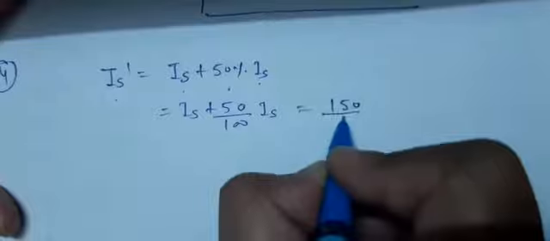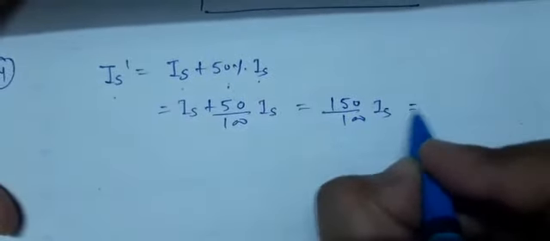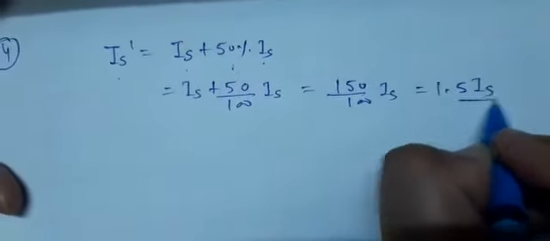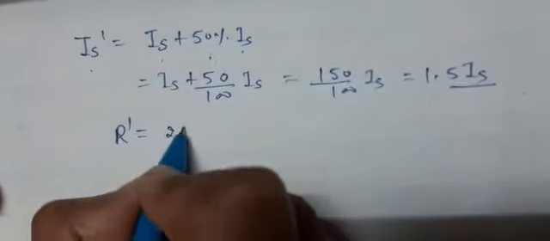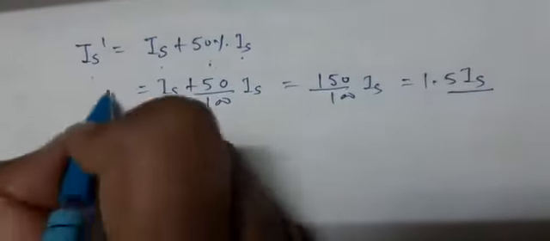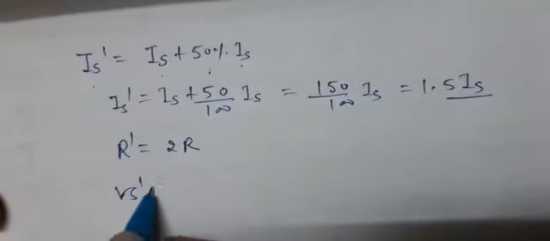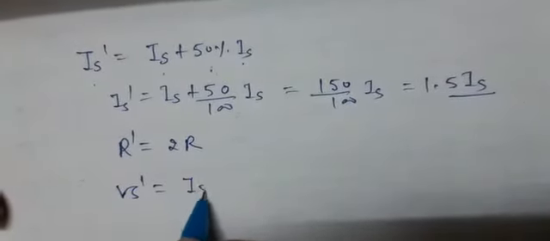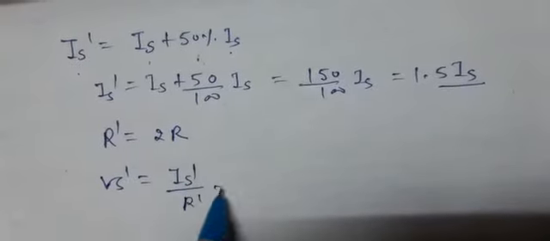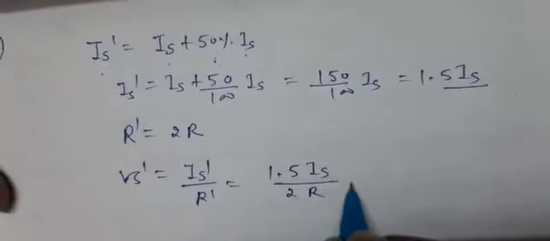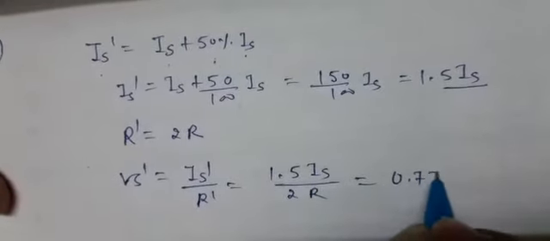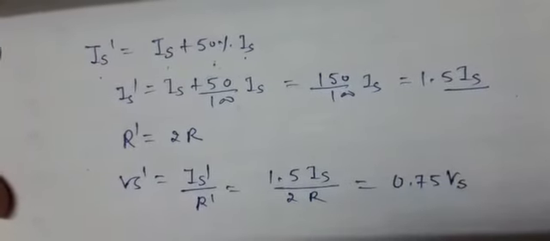So it is IS plus 50 upon 100 into IS, it is 150 upon 100. So it will be 1.5 times the initial one. Now in that case resistance becomes twice. So what will be the voltage sensitivity? This will be IS dash upon R dash, that is 1.5 IS upon 2R, which means it is 0.75 VS, right?